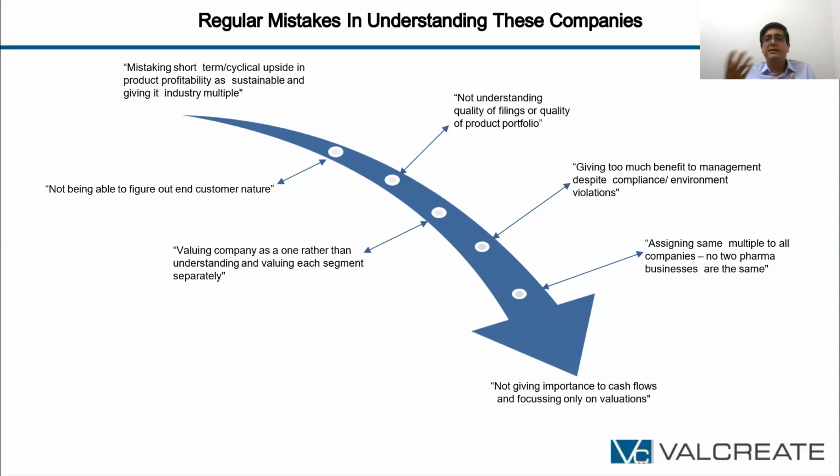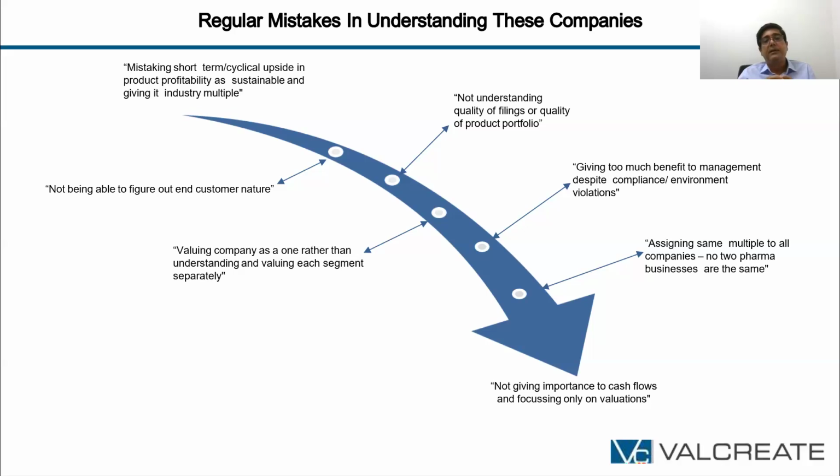Then, not being able to understand the end customer. As I said, if you're selling in a tender market, then your customer nature is very poor. Or if you're selling in a highly competitive market, it's very poor. But if you're selling to an innovator, you're able to price higher. Such companies can continue to get sustainably high margins. The quality of the filings is again connected to the kind of products you're launching. What kind of products are these? Are they complex? Are they very specialty oriented products? Are they hybrid products? Are they very generic vanilla products?